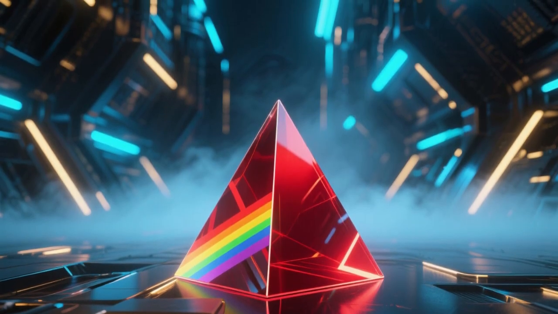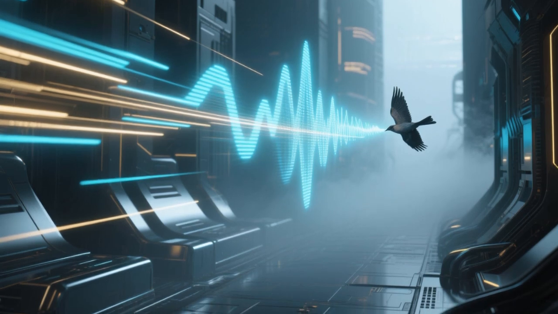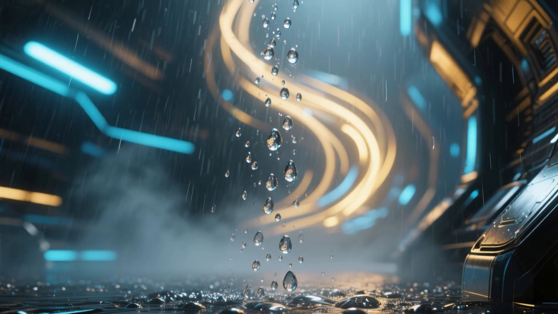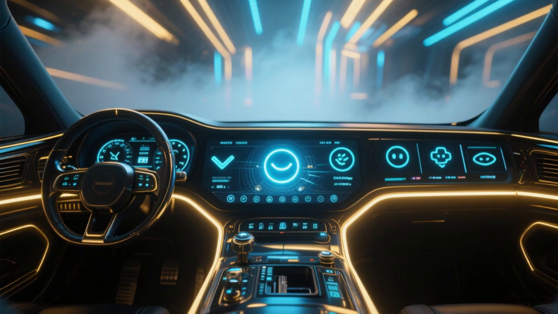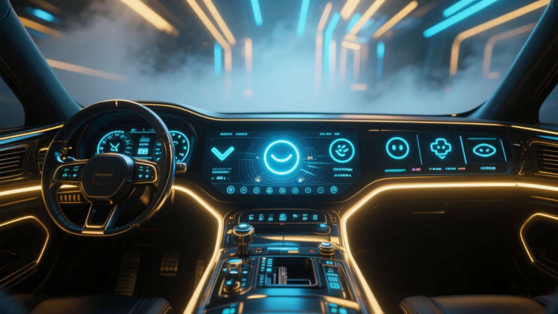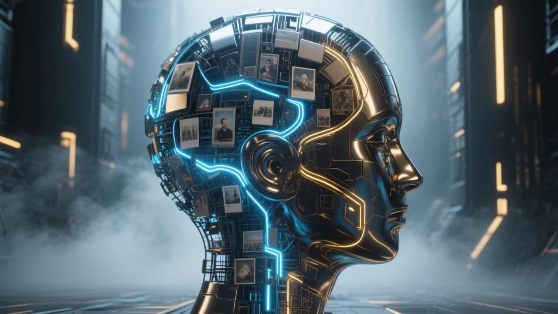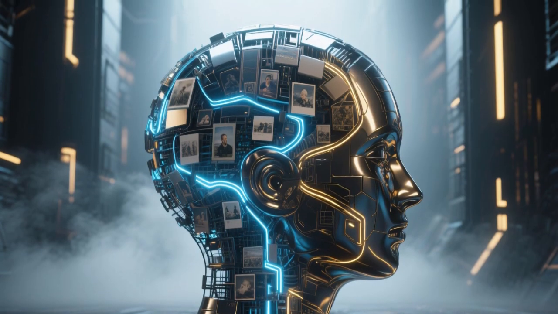A certain frequency of light becomes the color red. A vibration in the air becomes the sound of a bird calling. A chemical compound becomes the scent of rain. These are not inherent qualities of the world. They are translations, symbols rendered on the dashboard of your perception, meaningful because they matter to you. And what matters is not random. It is shaped by survival, by memory, by the deep architecture of your being.